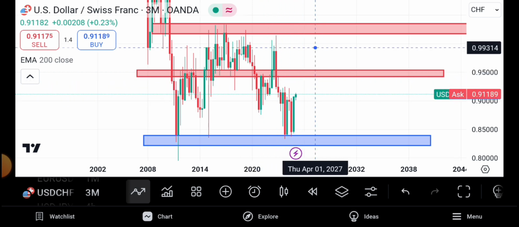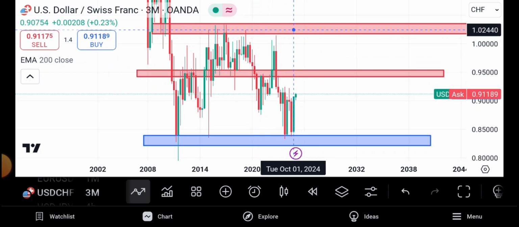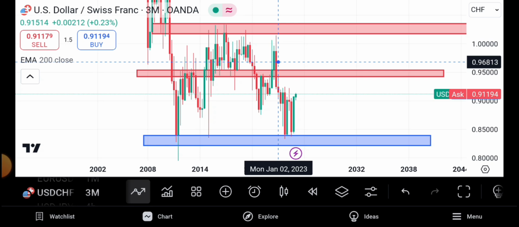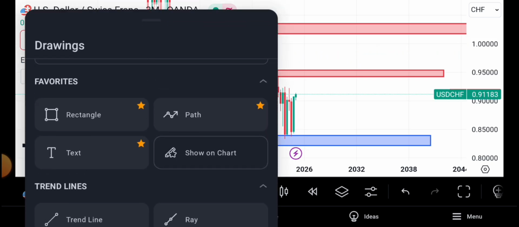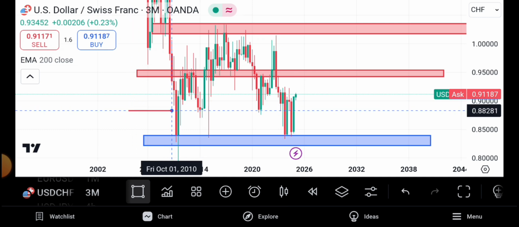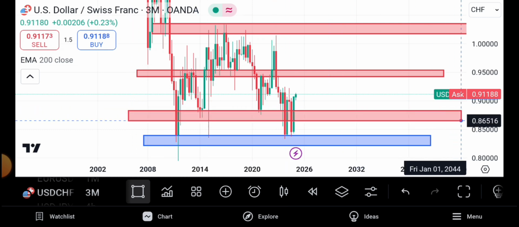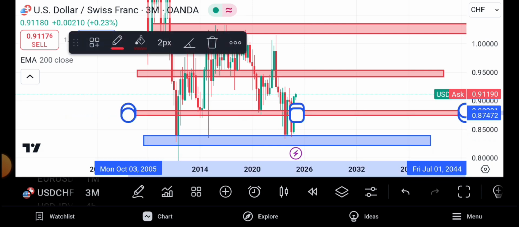So these three zones I've drawn here are of great importance. Mark these three zones in the 3-month time frame. Mark it, and I can still add another zone now as a support zone. Here, this is another zone that we have to mark. So all those four areas or zones I've marked.